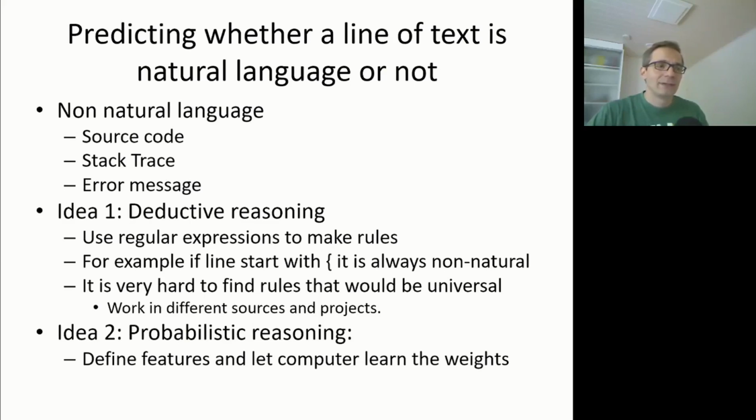We would define the features using regular expressions and other techniques, but then we would let the computer learn the weights to determine whether a line of text is natural language or not. When I say features, in the previous example of predicting a person's gender from their height, the height that was measured is the only feature we are using to make that prediction. In the previous example, we could have had other features, such as the weight of the person or the width of the shoulders of that particular person.